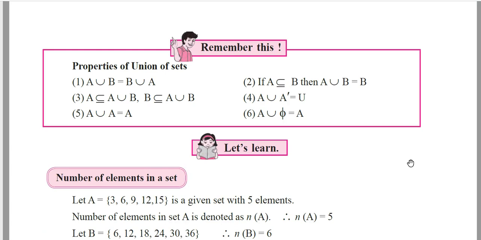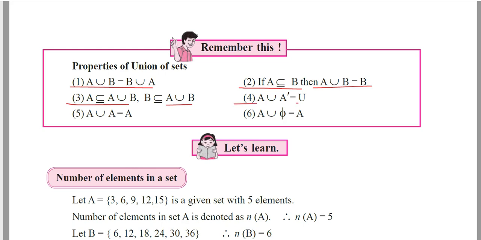Now remember the properties of the union of sets. A union B करा किंवा B union A करा, it's one and the same. It's the commutative property. If A is a subset of B, A कसा आहे? B चा सबसेट आहे. Therefore A union B is B.